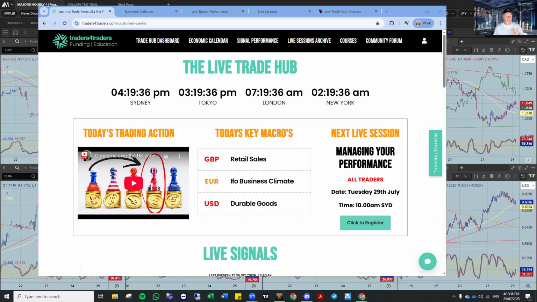Okay, now to give you a bit more of a feel of what we're doing and what you're going to get access to, let me just show you the live trade hub, right? This is where you get all the resources tied in together. Now, the main live trade hub page includes a few things, right?